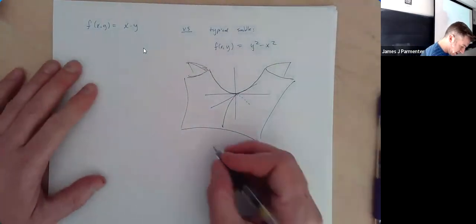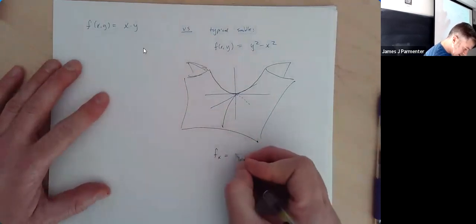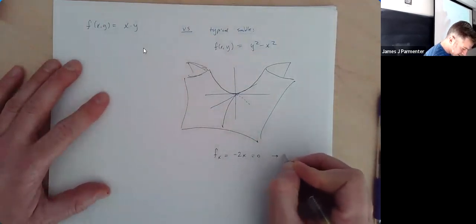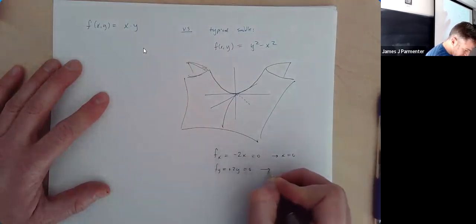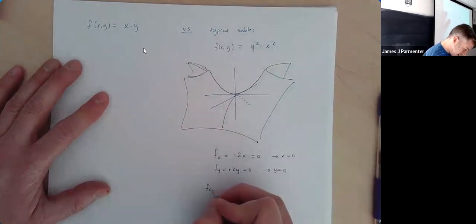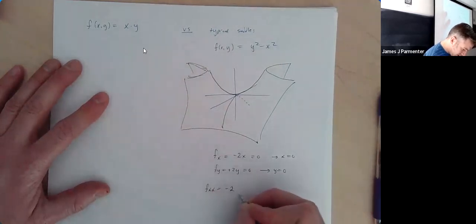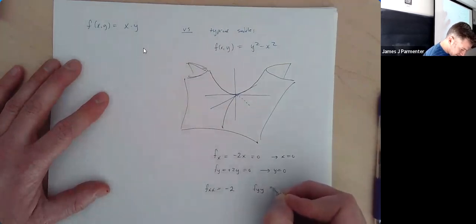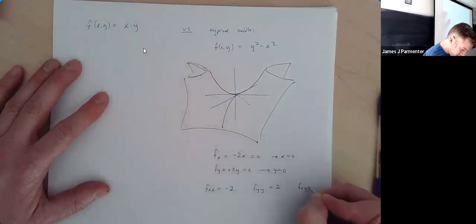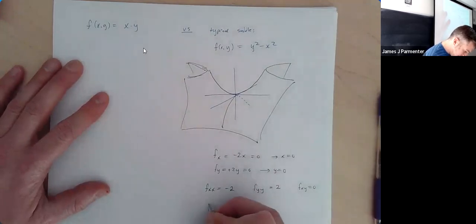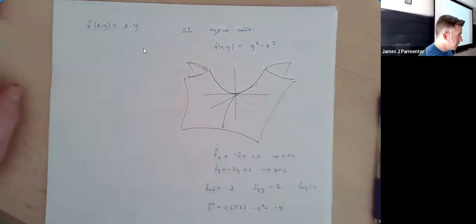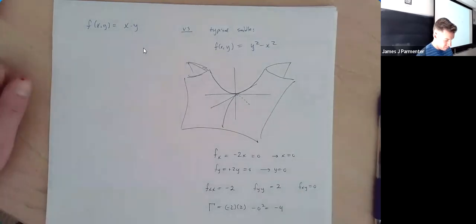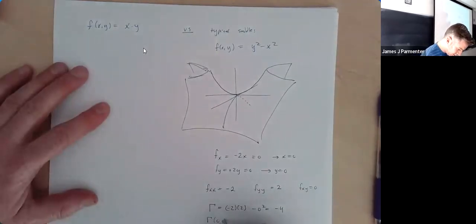And definitely saddle, right? If we take fx, which is -2x, set that equal to 0, you get x equal to 0. Fy is positive 2y, set that equal to 0, you get y equal to 0. And then fxx is -2, fyy is positive 2, and fxy is certainly 0. So your gamma is -2 times 2 minus 0 squared, which is -4 always. And so since that gamma is negative, for sure at your critical point, you're going to get a saddle.